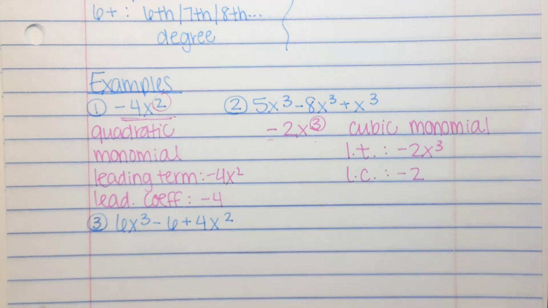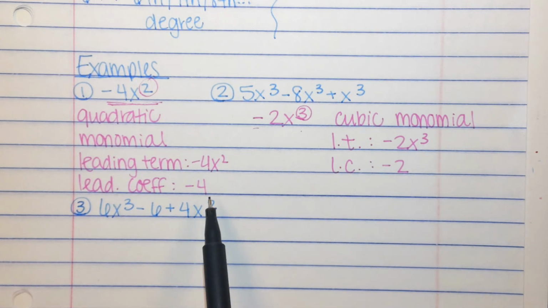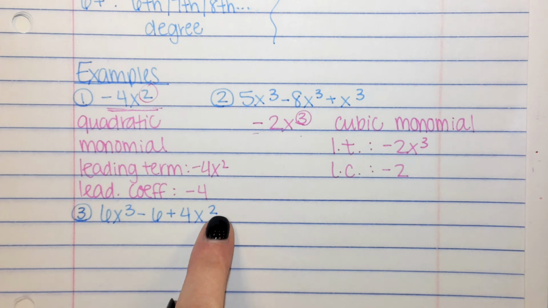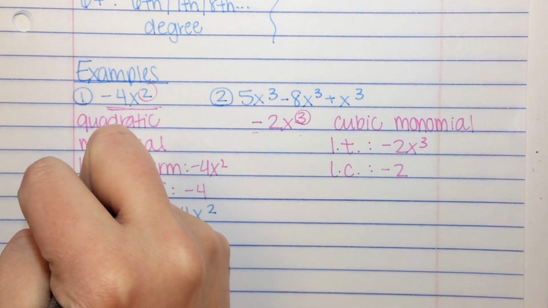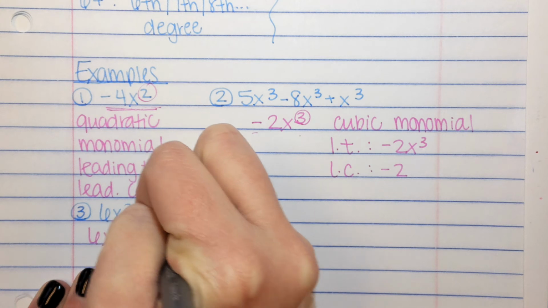Okay, here's example number 3. We have 6x cubed minus 6 plus 4x squared. So first we need to see if we can simplify. We have an x cubed, no x, and x squared. So there's nothing to combine here, so we can skip that. Now, is it in standard form? We have 3, 0, and 2. So that's not in order. So we're going to have 6x cubed plus 4x squared minus 6.